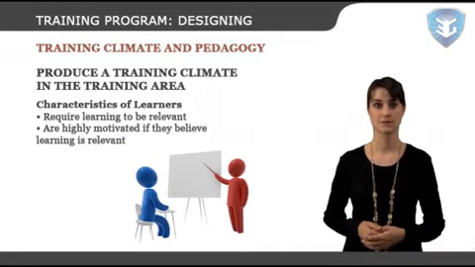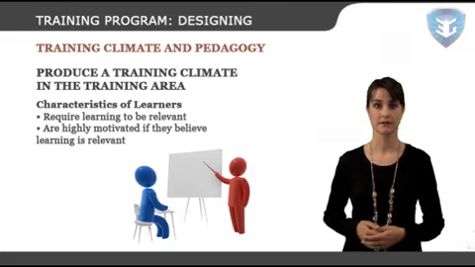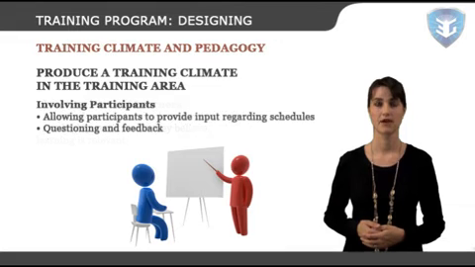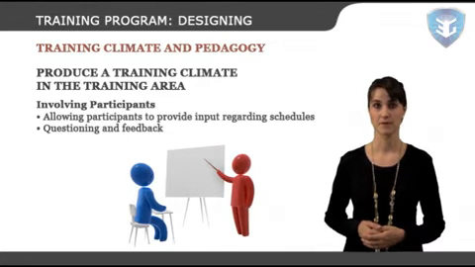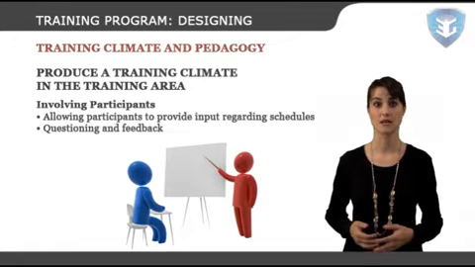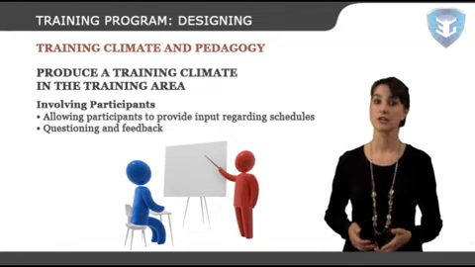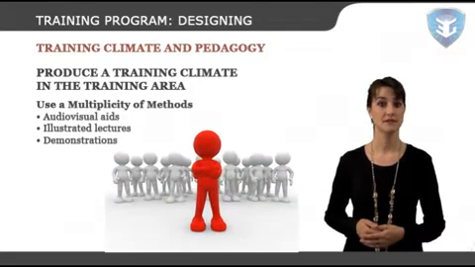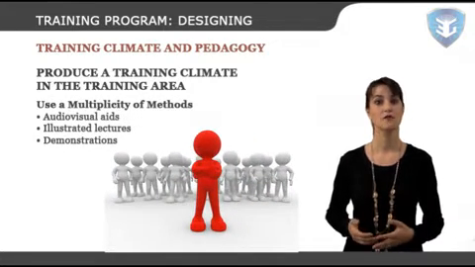Characteristics of learners. Require learning to be relevant. Are highly motivated if they believe learning is relevant. Involving participants. Allowing participants to provide input regarding schedules, activities, and other events. Questioning and feedback. Use a multiplicity of methods. Audiovisual aids.